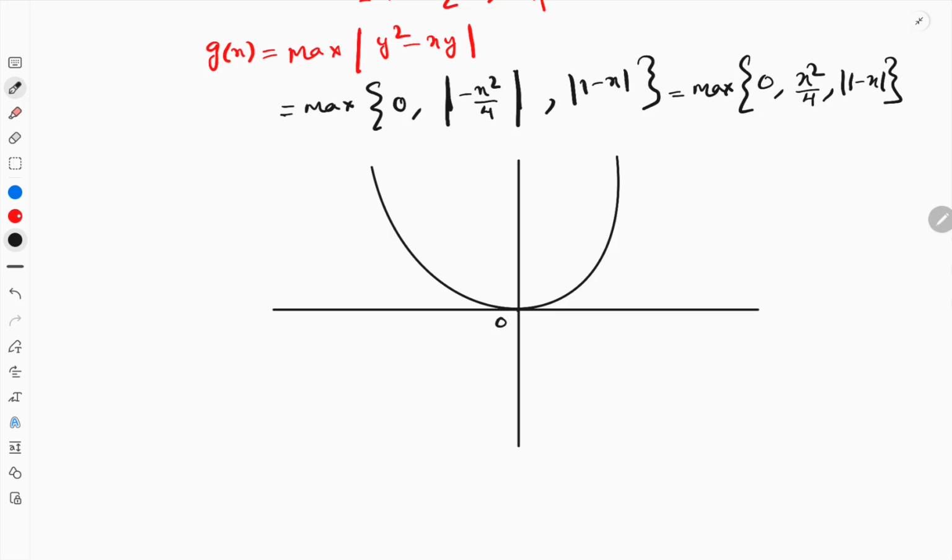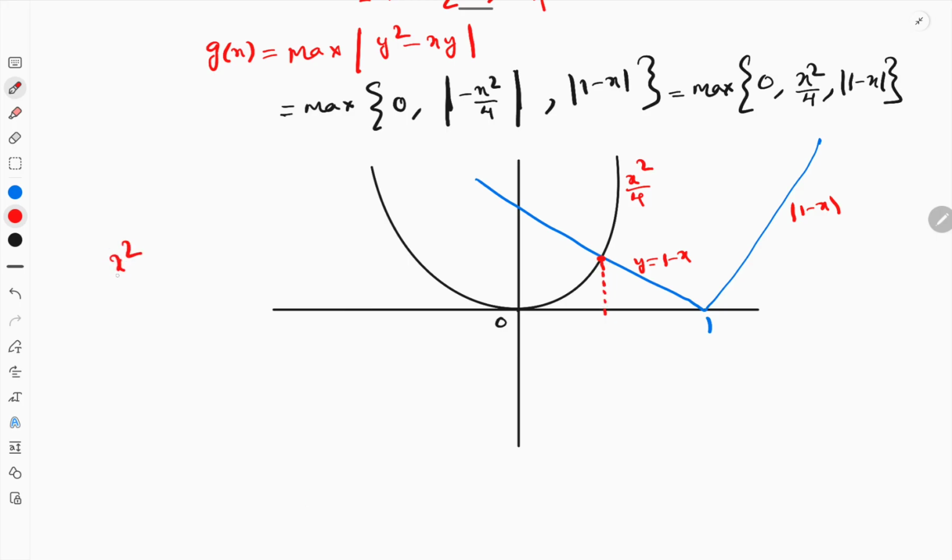Next one is modulus of x minus 1. Modulus of x minus 1 is a V-shaped graph. It is at 1. And these two are intersecting at some point. This is the graph of x square by 4, and this is the graph of modulus of 1 minus x. If x is less than 1, the equation will be y equal to 1 minus x only. So we need to find the intersection of these two.